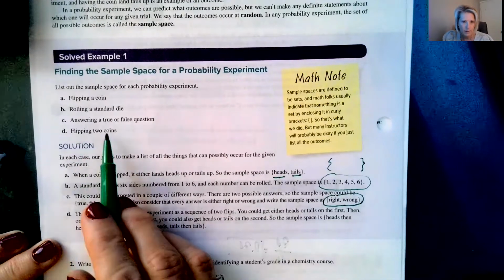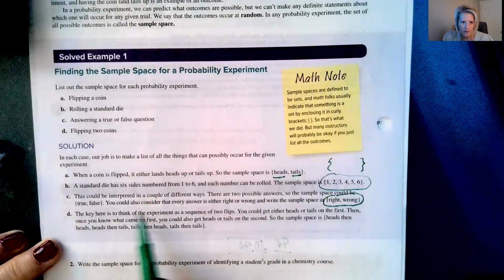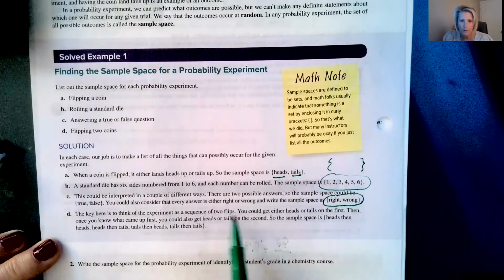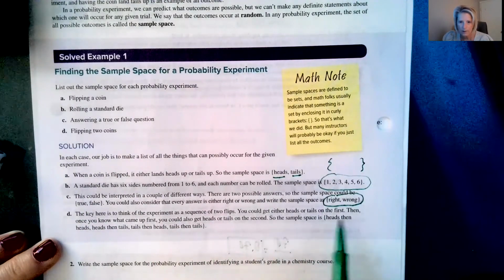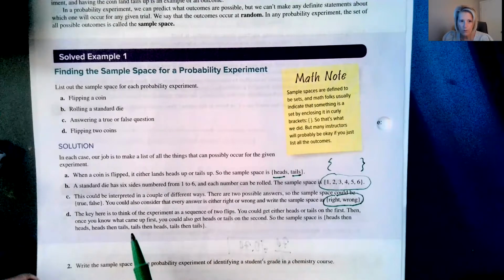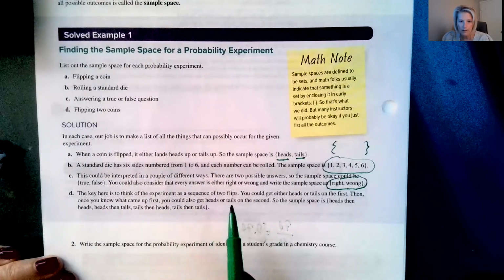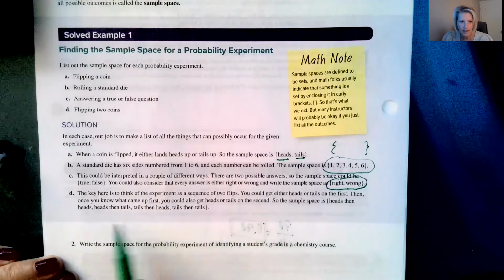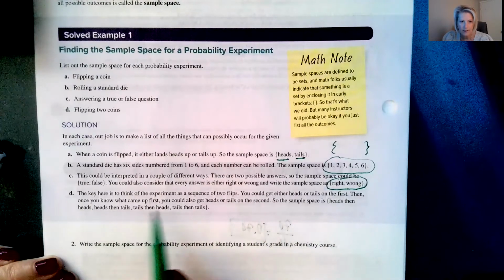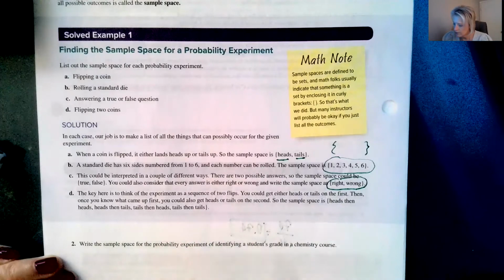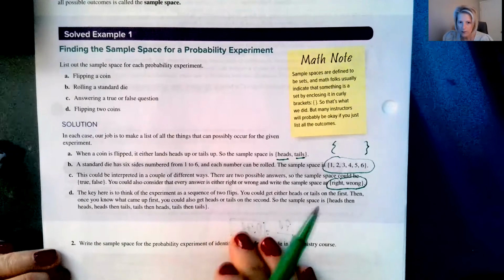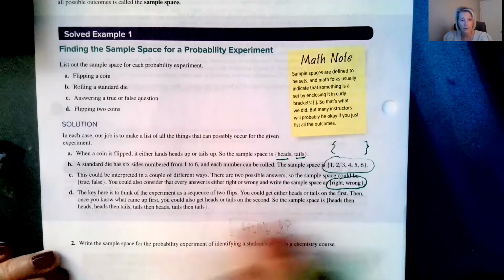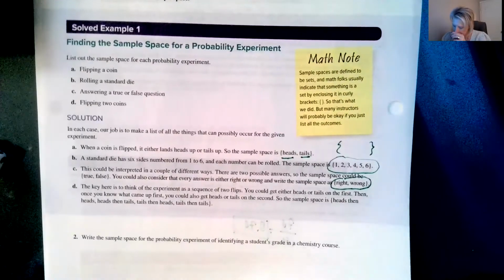And the last is flipping 2 coins. So the key here is to think of the experiment as a sequence of 2 flips. You could get either heads or tails on the first. Then once you know what came up first, you could also get heads or tails on the second. So the sample space is heads, heads; heads, tails; tails, heads; tails, tails. And we're going to learn how to draw what we call a tree diagram to describe letter D later.